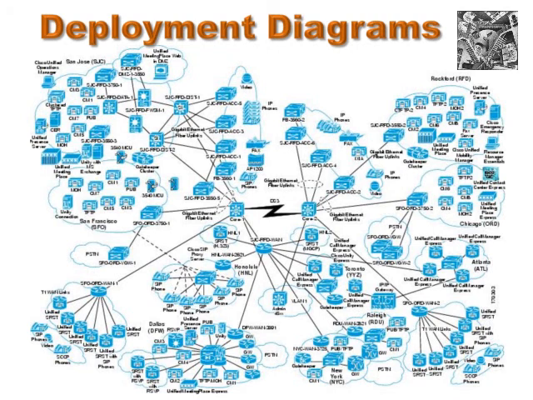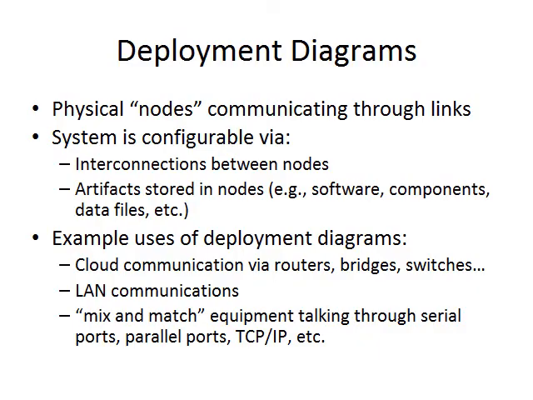So moving on, deployment diagrams. Deployment diagrams are meant to show the deployment context of nodes of a larger system usually, and their relationships. So you can have physical nodes that communicate through links. This is especially useful when the design of the system that you're trying to represent is configurable.